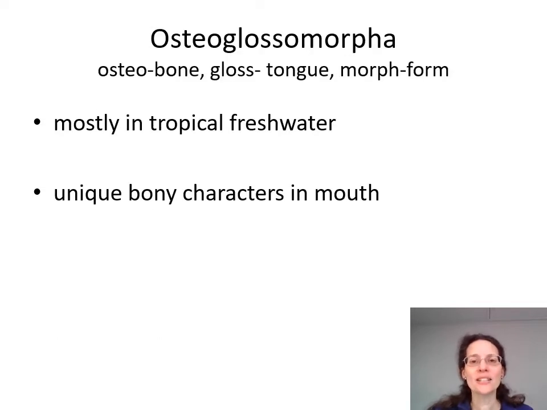So we'll start with the osteoglossomorpha. Osteo is bone, gloss is tongue, and morph is form. So these are the bony-tongued fishes. They're found mostly in tropical freshwater areas, and they have these unique bony characters in their mouth. The teeth in the lower portion of the hyoid arch resemble a bony tongue, and they'll use this tongue as an opposing surface for their teeth to actually chew against. So it's a very unique structure. They are considered to be a primitive group based on some of their skeletal elements.